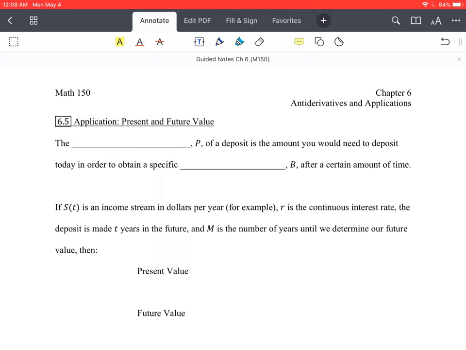All right, we are back with section 6.5. So, present and future value. This is going to be a really quick one. We're not going to do too much with this, just a quick example here.